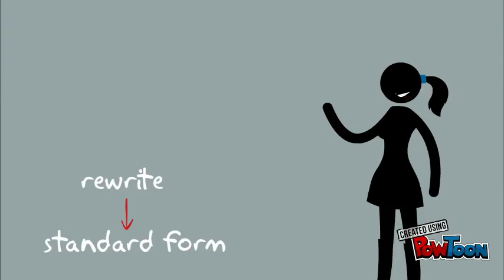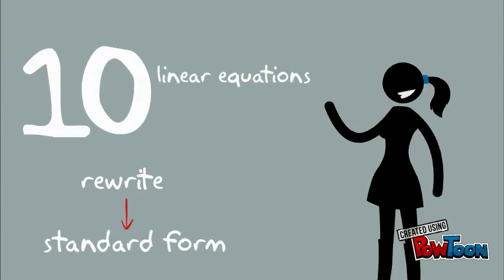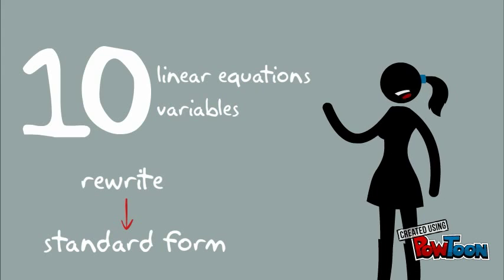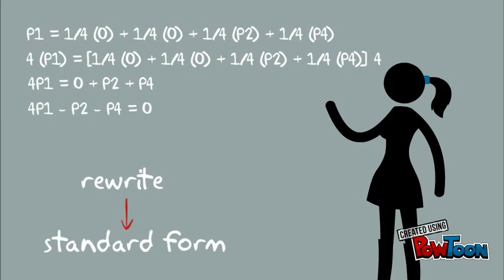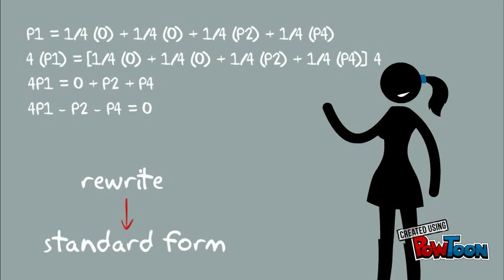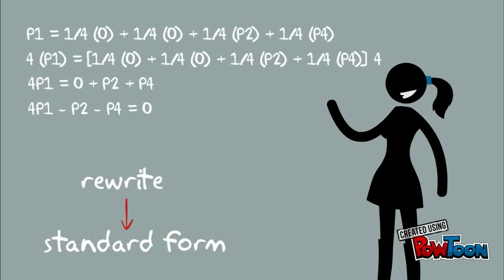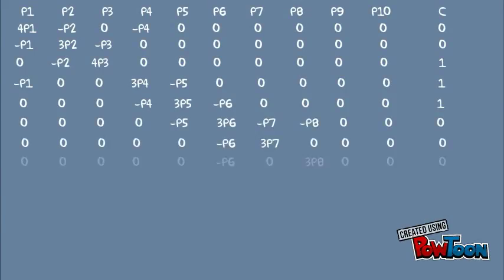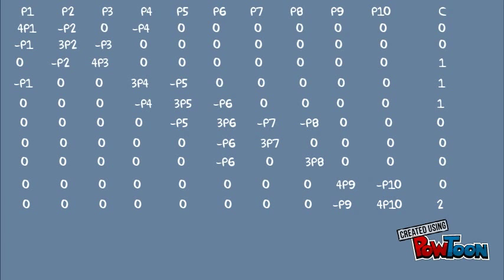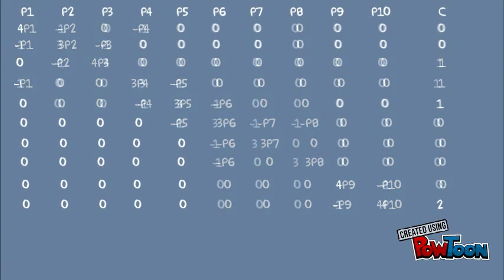Now we rewrite these equations in standard form, which produces a system of 10 linear equations in 10 variables. To transform, we multiply both sides of the equation by the LCD and transpose all terms with constants to the right. The resulting form looks like this. From this form, we then turn it into a matrix which eliminates all variables, leaving only our coefficients.